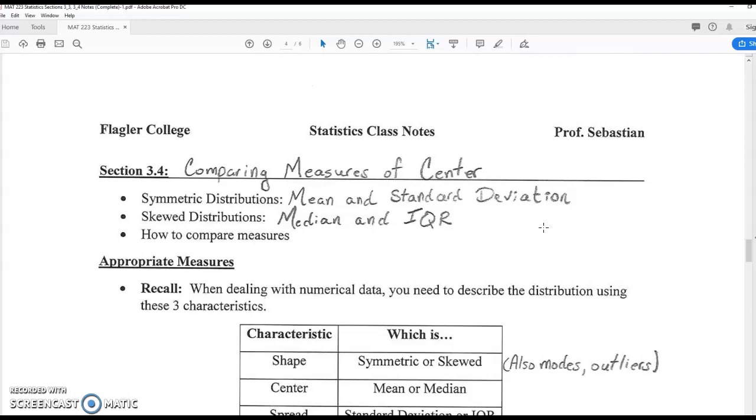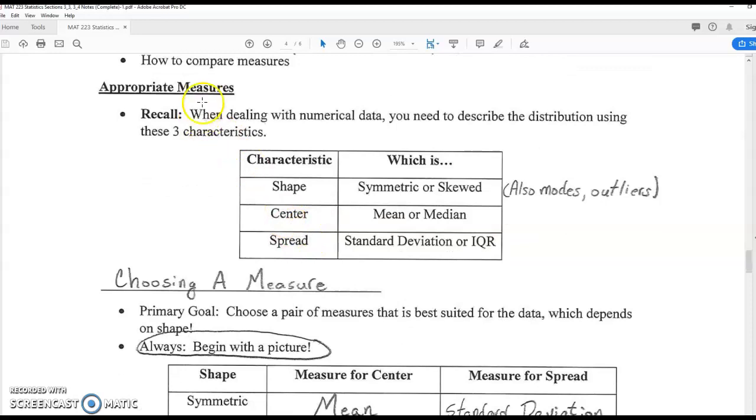So in section 3.4, we want to look back at what we did for our summaries for symmetric distributions, where we use the mean for the center or typical value of a symmetric distribution and the standard deviation to represent the horizontal spread. And then in section 3.3, where we use the median to represent the typical value or the center of a skewed distribution, and the IQR or the interquartile range to represent the horizontal spread. And we want to think about how to compare these. So what are the appropriate measures?